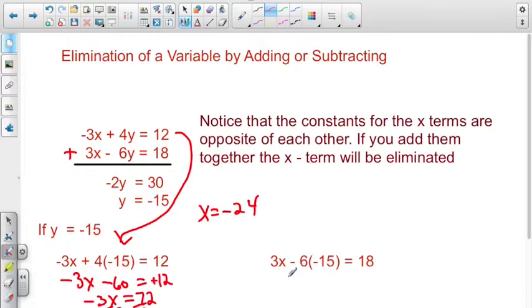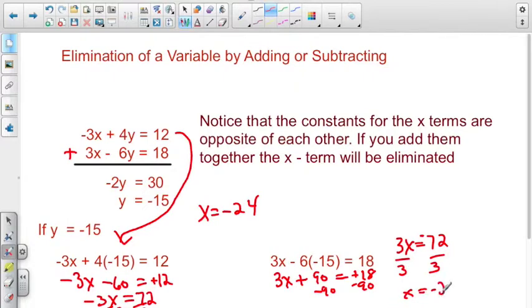Right, now on this side, I come up with a 3x. Negative 6 times a negative 15 is going to be a positive 90 is equal to a positive 18. If I subtract 90 from both sides, I'm going to come up with a 3x is equal to negative 72 because it's a negative 90 plus a positive 18. And if I divide by 3, I'm going to come up with x is equal to a negative 24.